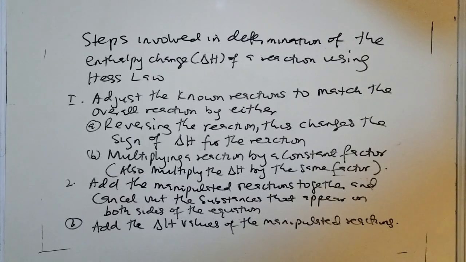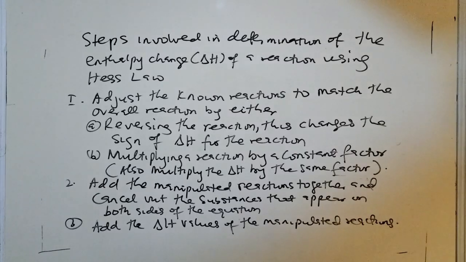Make the reactant the product and make the product the reactant. And when this happens, the sign of the enthalpy changes. If it's positive, it becomes negative. If it's negative before, it becomes positive. Then B says multiplying the reaction by a constant factor. So you have to check the mole ratio, the number of moles on the main reaction and the number of moles on the given reaction.